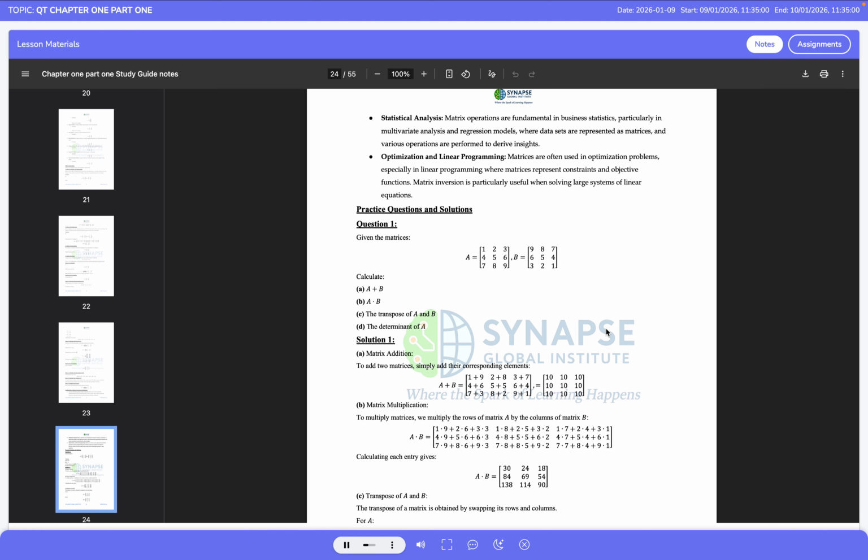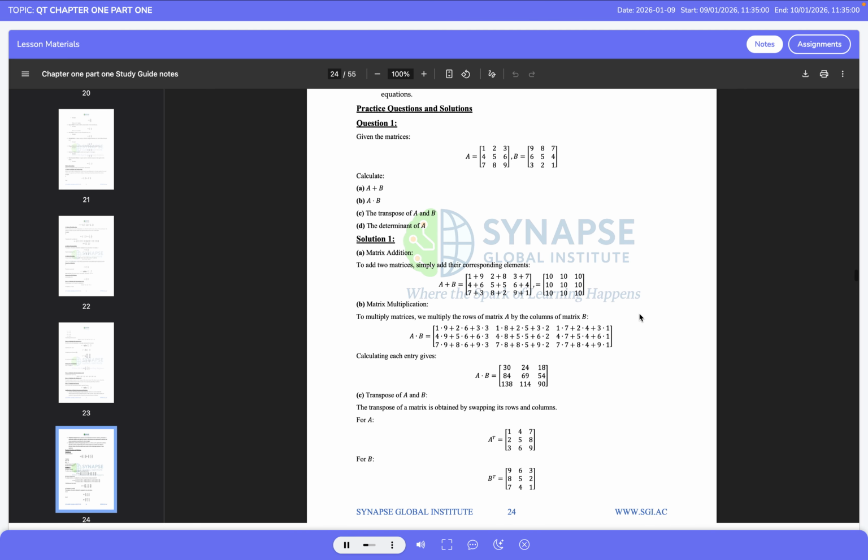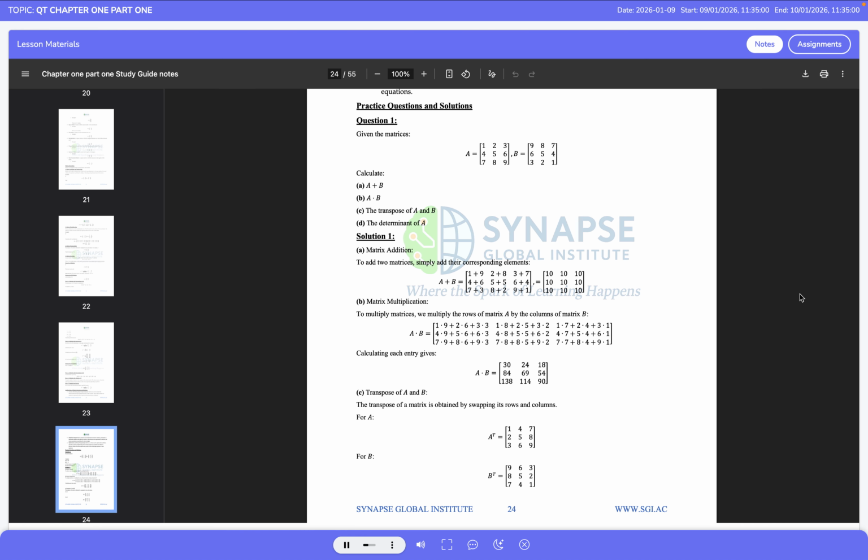We now turn to the practice question to consolidate these ideas. You are given two 3x3 matrices A and B. In part A, matrix addition is performed by adding corresponding elements of A and B, producing a matrix in which every element is 10. In part B, matrix multiplication is carried out by multiplying the rows of matrix A by the columns of matrix B, resulting in a new matrix with elements 30, 24, and 18 in the first row, 84, 69, and 54 in the second row, and 138, 114, and 90 in the third row.